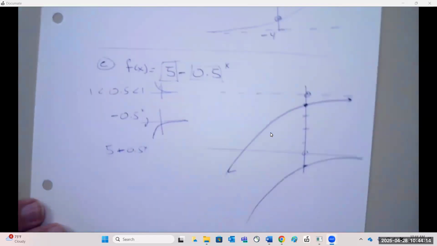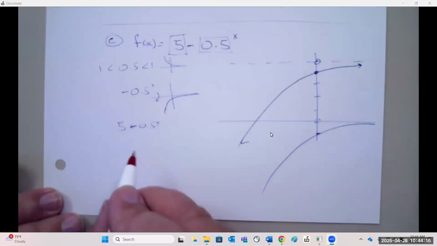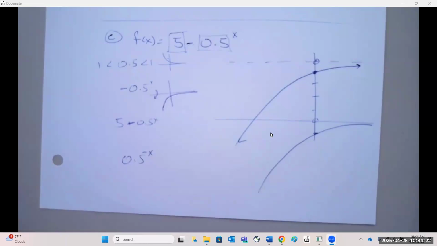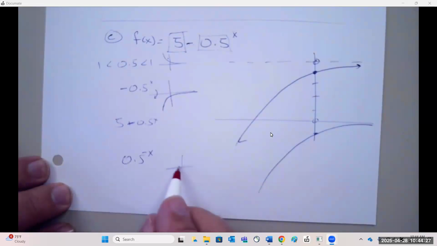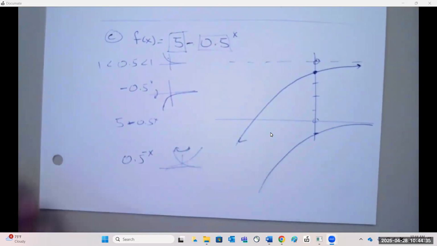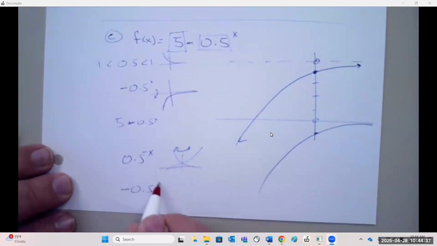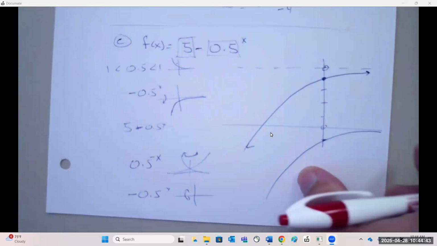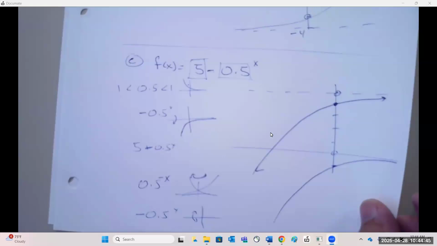Remember, go back to your chapter notes for transformations. If we were going to flip across the y-axis, then x would have been shifted. But since the negative was out in front, it's a flip across the x-axis. Okay, that's just a review of transformations.